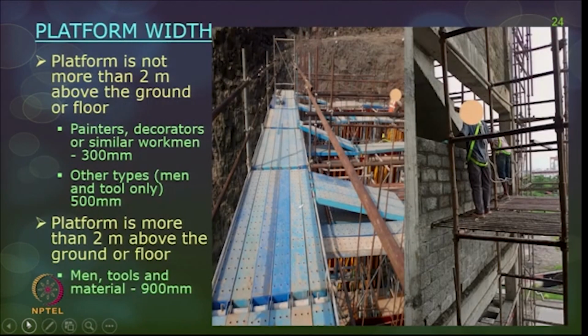Now, regarding platform width: if it is not more than 2 meters, then it is primarily used for painters, decorators and other people, and other men and material also can use. For other men and material, the platform width should be 500 mm, and for painters and decorators, they need a platform width of 300 mm. If the platform height is more than 2 meters above the ground or from the floor from where material are lifted and supplied, then you can have a standard platform width of 500 mm.